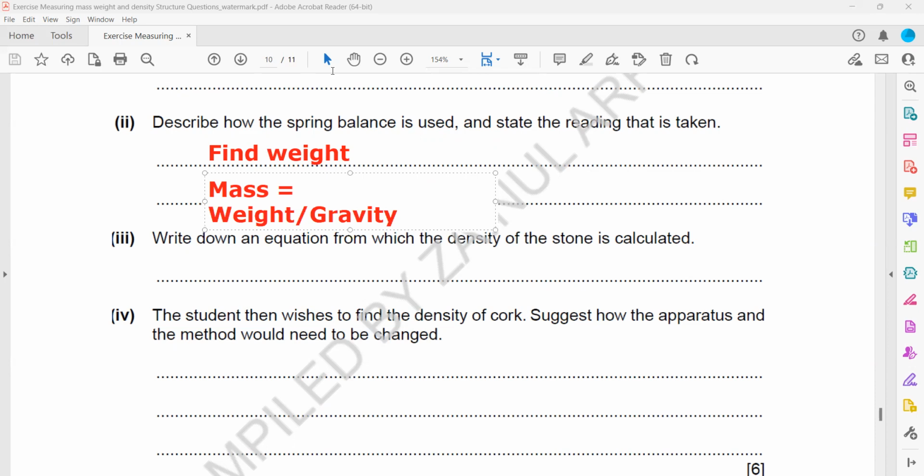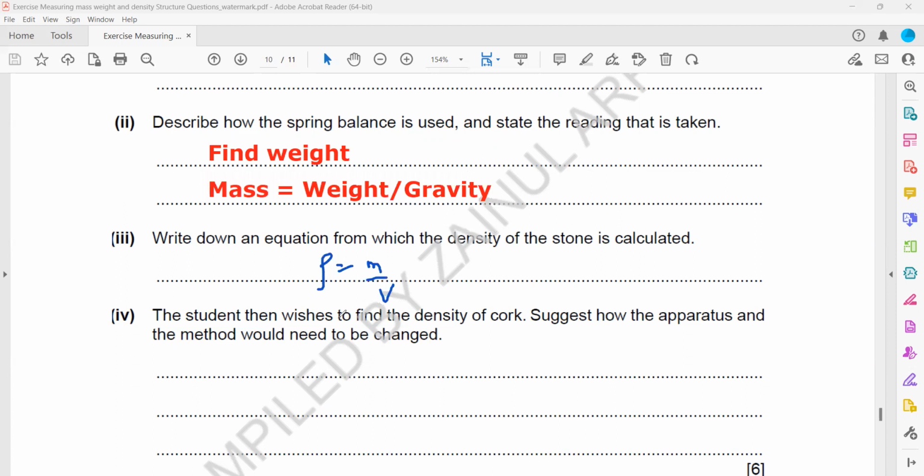Write down the equation for finding the density of a stone. The density of a stone is mass divided by volume. A student wishes to find the density of a cork. Suggest how the apparatus and the method would need to be changed.